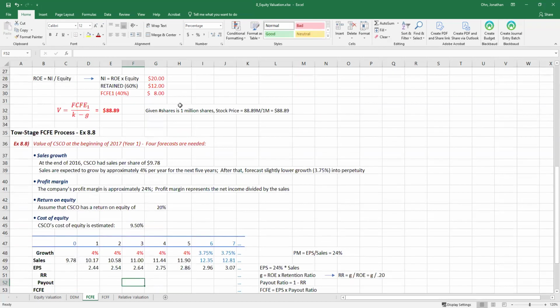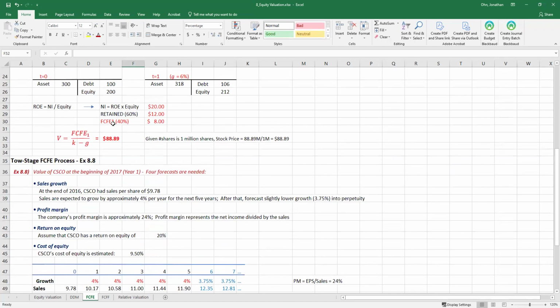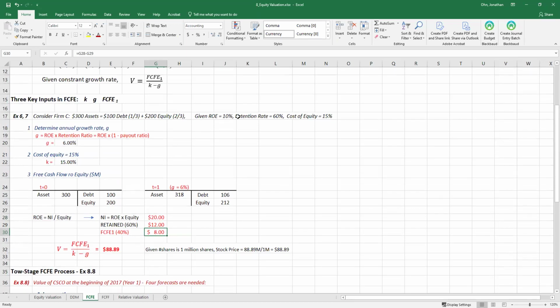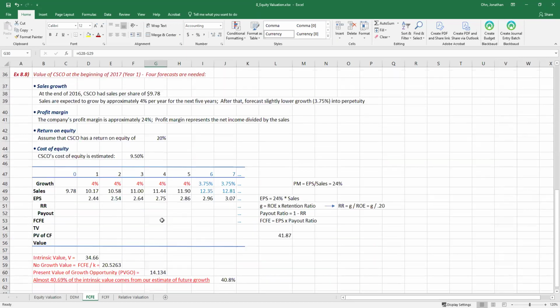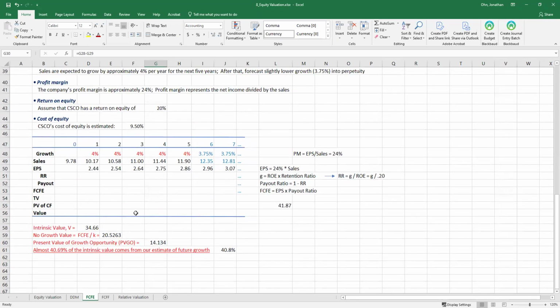Now, as you see, the free cash flow to equity is earnings, net income, times payout ratio. Payout ratio is 40%. Retention ratio is retained earnings. If you multiply that one and this one, then you calculate the free cash flow to equity.